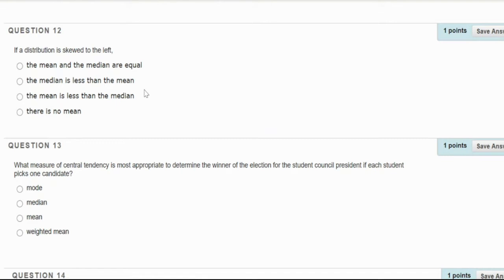Now they're saying that if a distribution is skewed to the left, skewed to the left means the long tail is on the left side, right? The mean always goes where you have the long tail. The mode is always the tallest part. The median is in between. This is the median. So if this is 3, this will be 4, this will be 5.